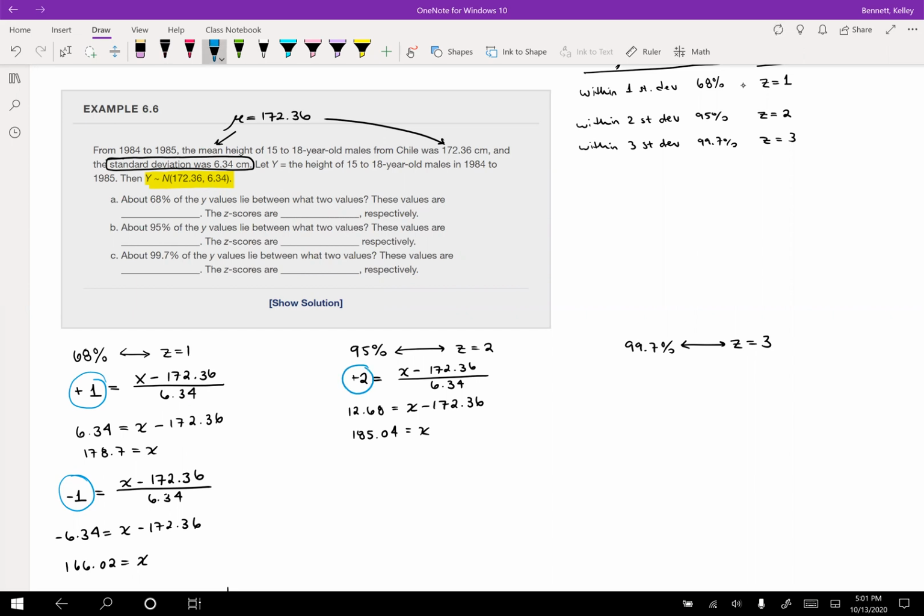I also need to do minus 2. So now I have x minus 172.36 over 6.34. I'm going to solve it so I get negative 12.68 equals x minus 172.36. And I get 159.68.